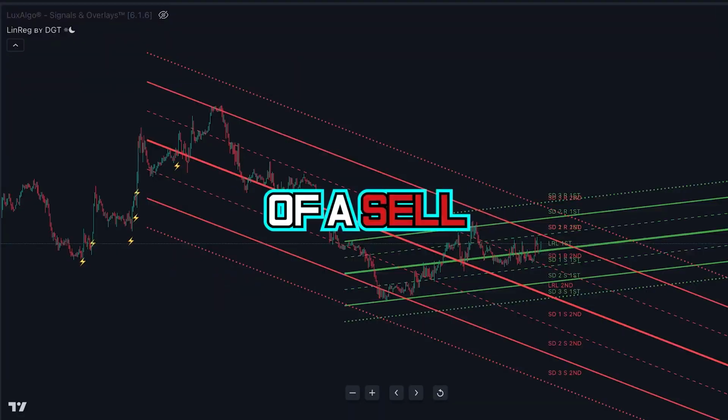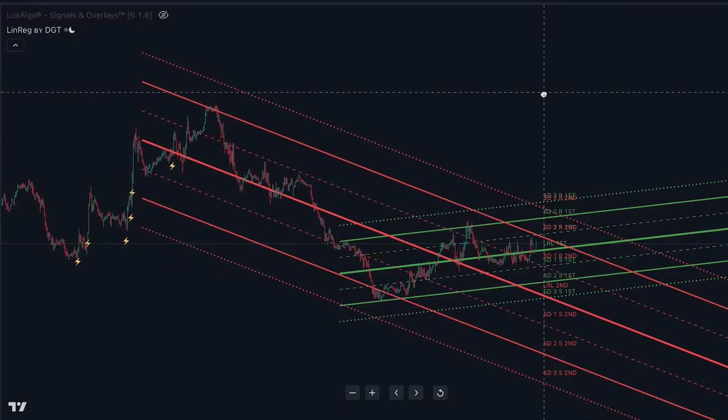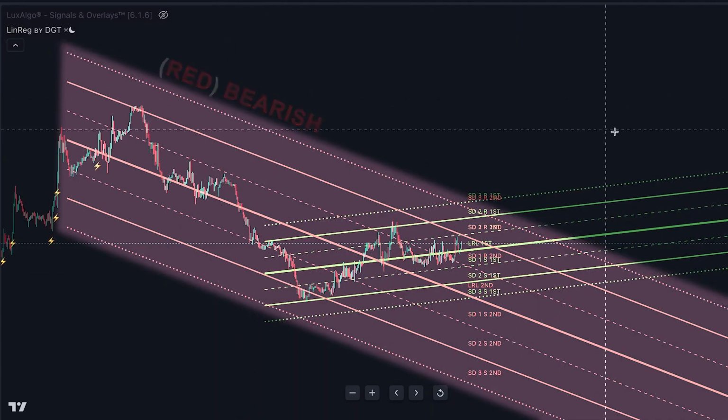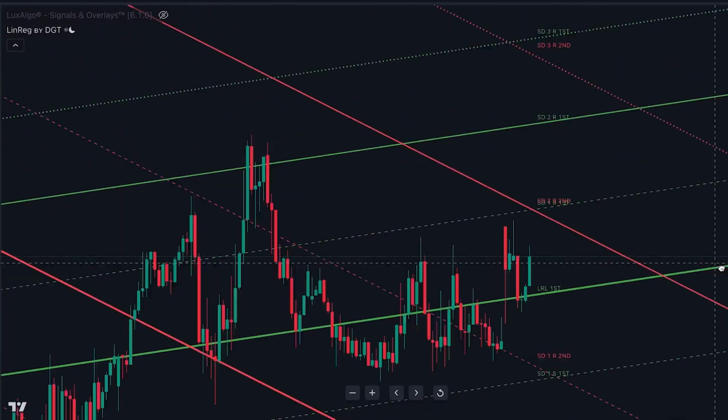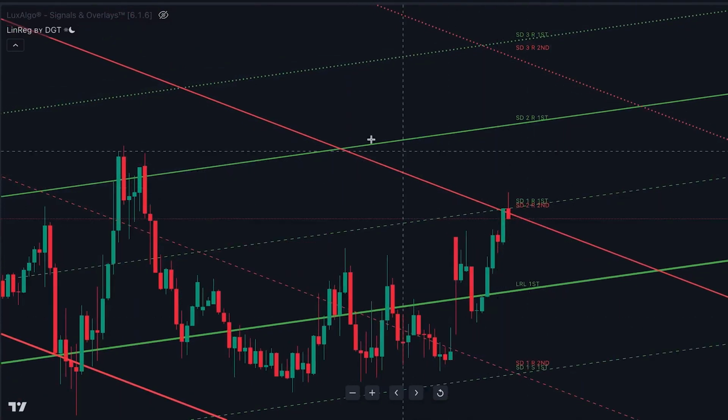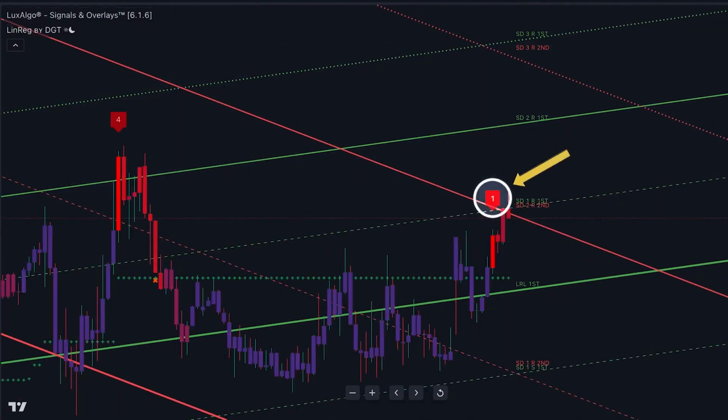Here is an example of a sell trade. First, we want to be trading in the direction of the long-term trend. You can easily identify this by looking at the color or slope of the channel. Next, we want the price to trade into the opposing third standard deviation of the channel. Then we want to wait for a sell signal.